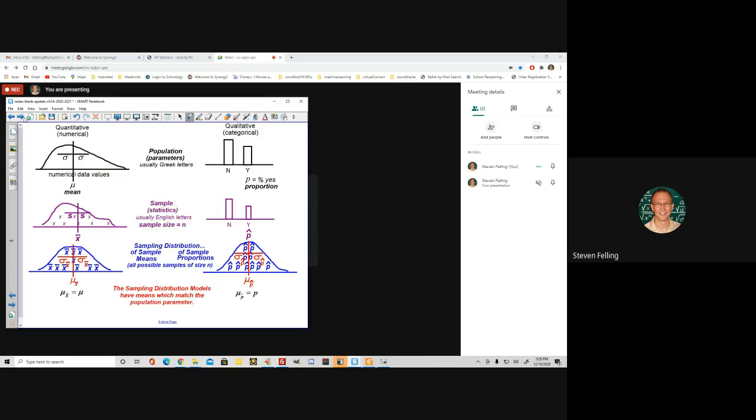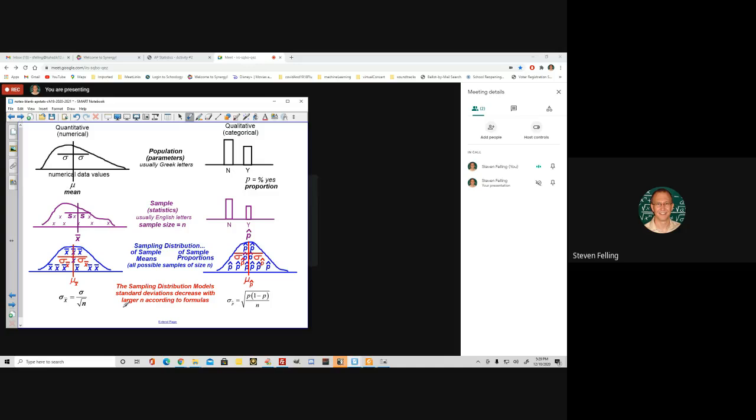Okay, so where are the middles of these sampling distributions? Well, the middle always matches the population value. And that's true for both the mean and the proportion. The mean of the sample means matches the mean of the population, and the mean of all these p hats will align itself with whatever the percentage of yes is in the population.